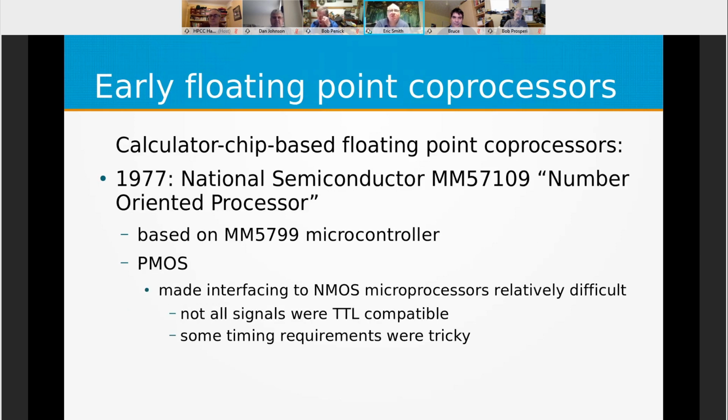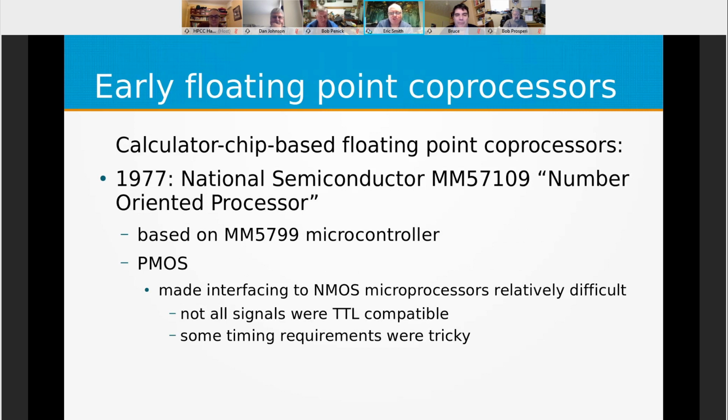In 1977, National Semiconductor introduced their floating point coprocessor, which was an MM57109 number-oriented processor. So this was based on their 5799 microcontroller, which had also been used in some calculators. It was a single chip microcontroller with a pretty limited amount of ROM and RAM. It was also PMOS like the TI, so very slow.